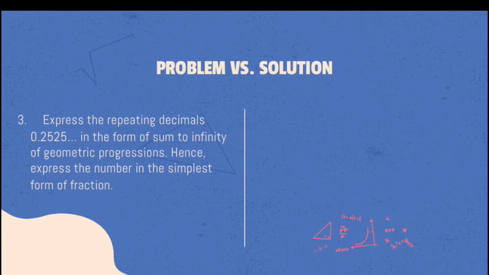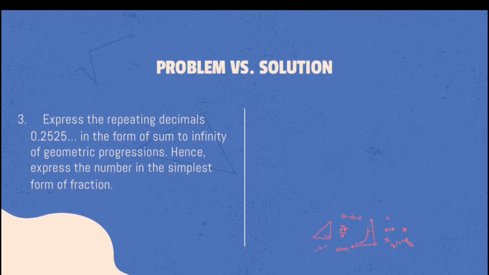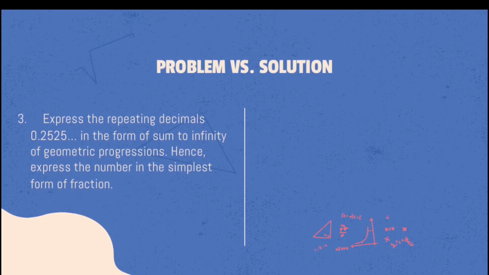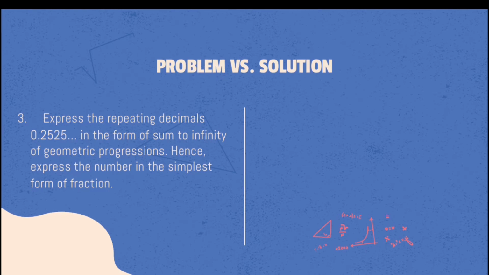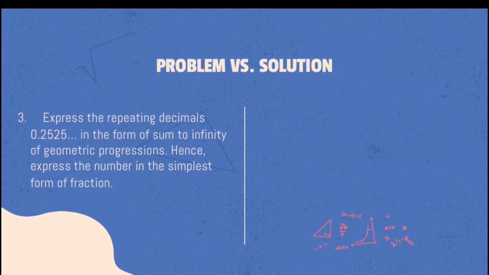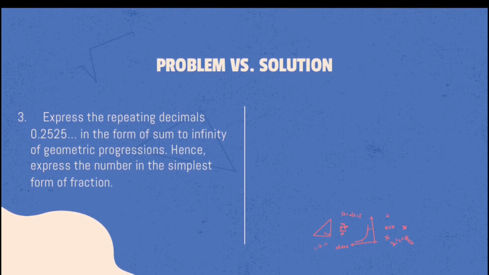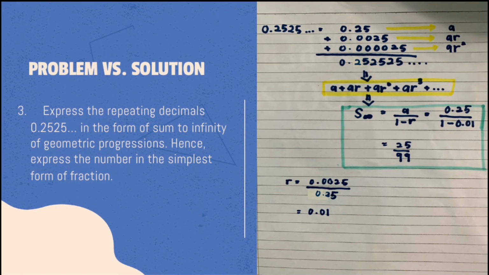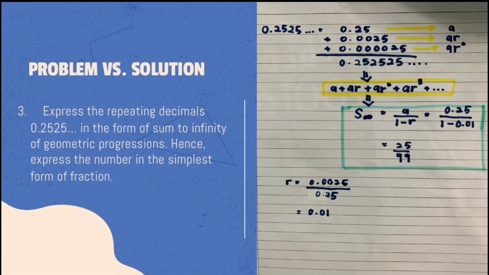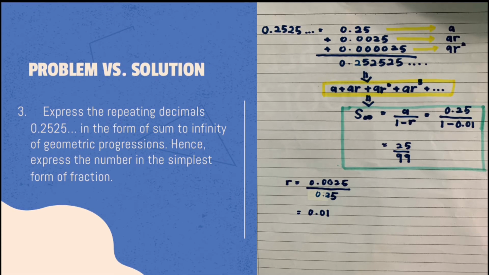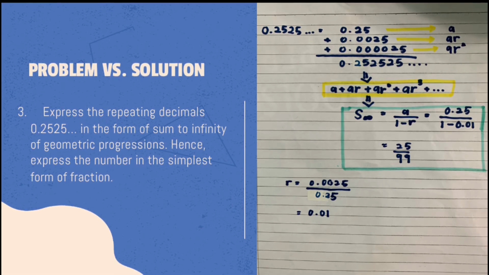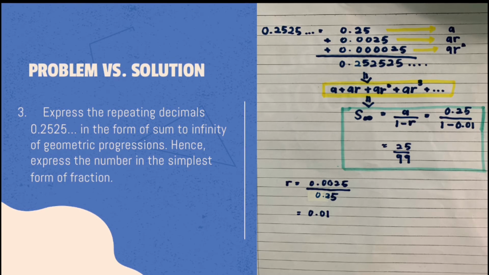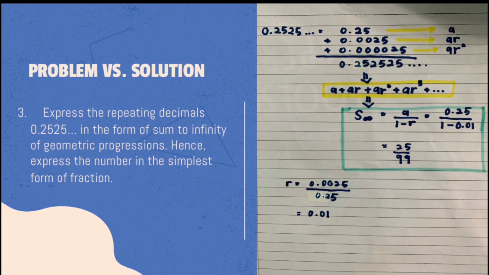So, express the repeating decimal 0.2525 in the form of sum to infinity of geometric progressions. Hence, express the number in the simplest form of fraction. First step, we separate the number into the form of a plus ar plus ar squared and so on. That is the form of the sum of an infinite geometric progression.